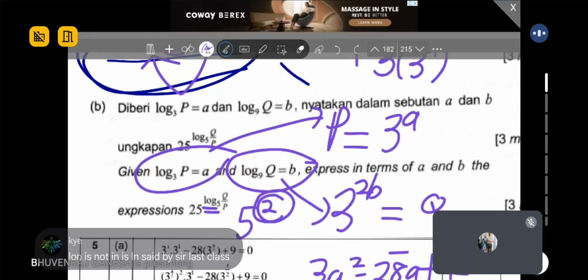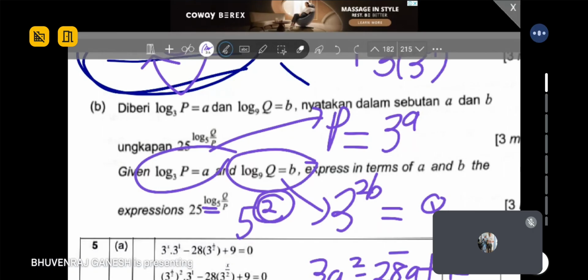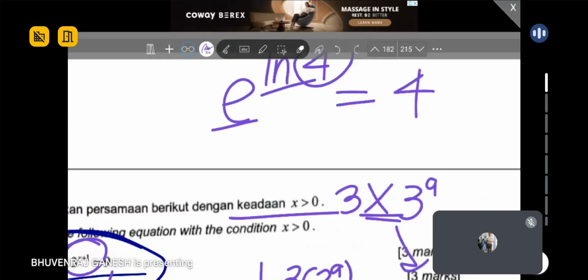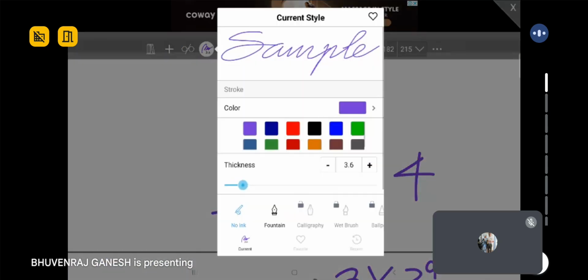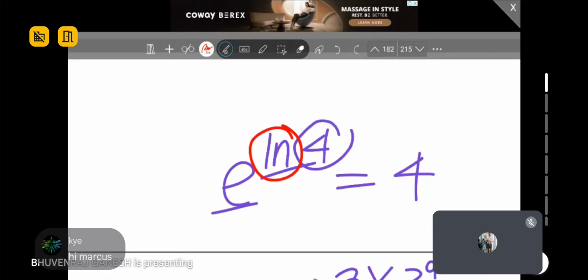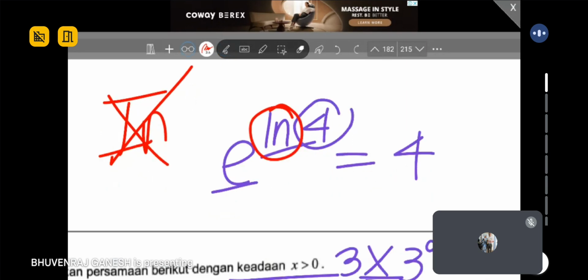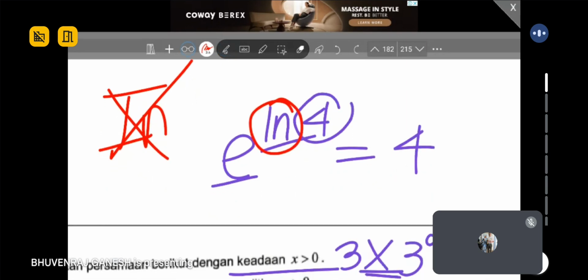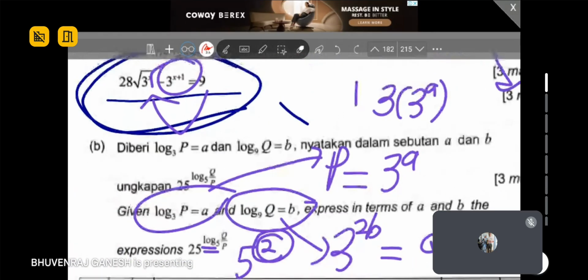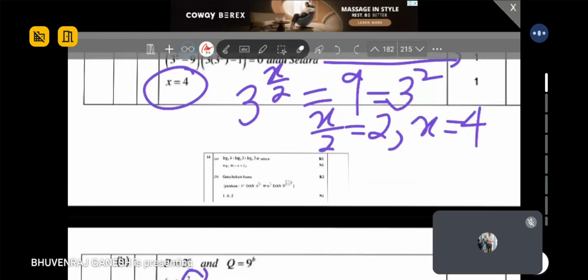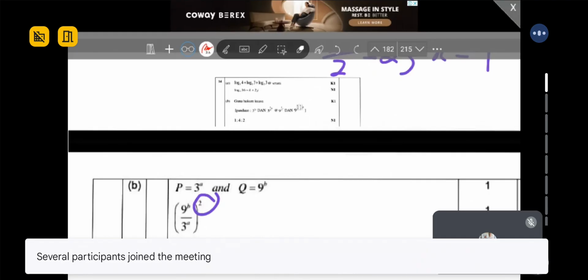Ln is not in, is ln. Yes, correct. Guys, this one right, yang ni kamu sebut dia sebagai ln bukan in. This is not in guys. A lot of people tell me in. In tu salah, is pronounced as ln. Okay? Yes. Okay, so now that's why kamu ada kuasa 2 kat situ.